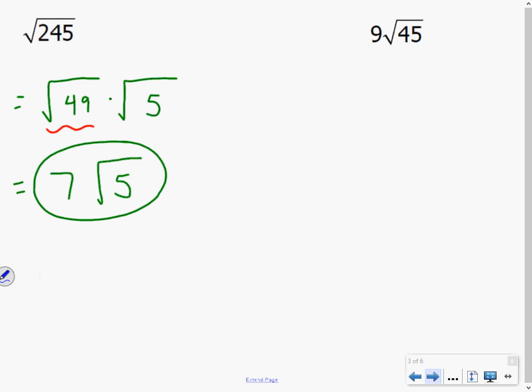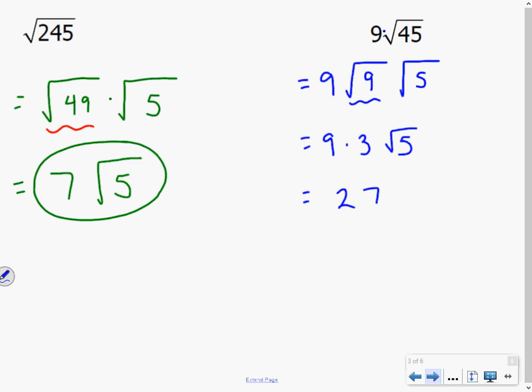So let's do another one here. For this one, we already have a 9 in front of the 45, but we need to break down the square root of 45. So the 9 that's already in front is going to stay there. We need to find the biggest perfect square that's a factor of 45. It just so happens to be 9. So 9 times 5 gives us 45. But I can take the square root of my 9 to get 3. So I really have this, and then I can multiply the 9 and 3 together to make that a 27 times the square root of 5.